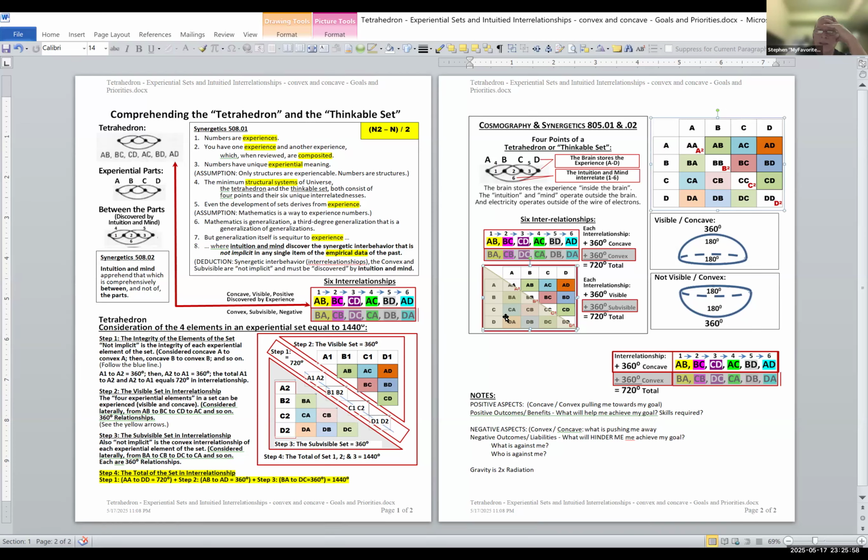Manu, which one is concave and which one is convex? Is it A, B, C, D, AC, BD? Is that the concave or is that the convex?